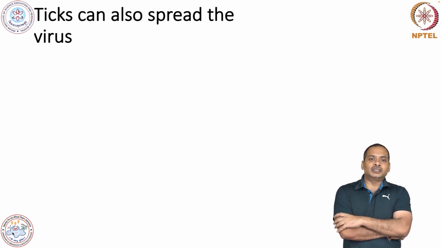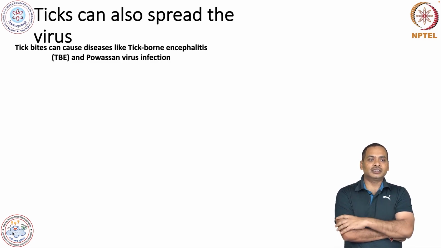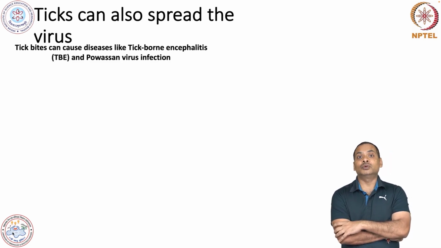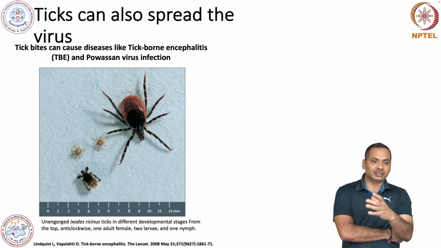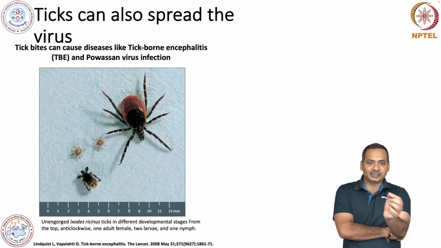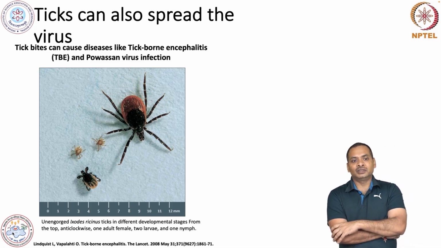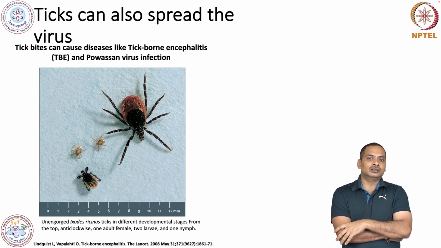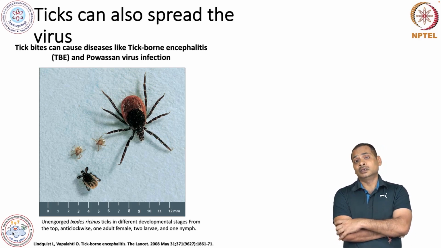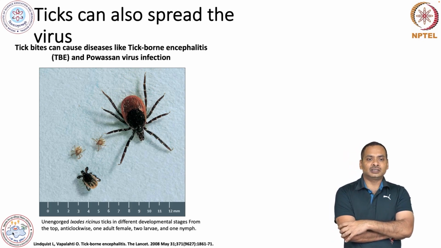Ticks can also spread viruses. Here is how the tick looks. Tick bites can cause diseases like tick-borne encephalitis and Powassan virus infection. Here is the image of a tick. It sticks to animals and sucks the blood, and they release an anticoagulant in order to take the blood meal. If they did not release this anticoagulant, the blood would clot and they could not feed. So these are the ticks.